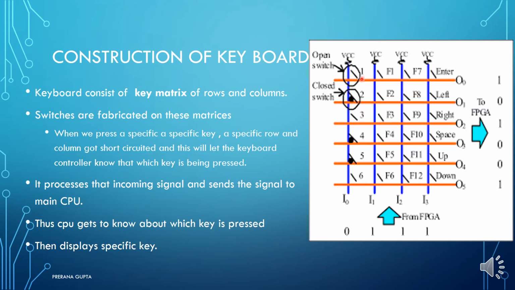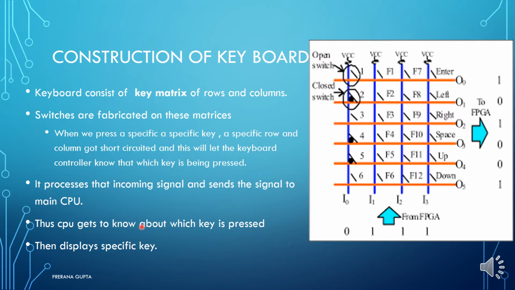Rows and columns together make keys, and when the switch is touching the vertical and horizontal lines, it will make a short circuit. It will create a closed circuit, and finally a signal is reached about which key is pressed. Switches are fabricated on these matrices only. So when we press a specific key, a specific row and column get short circuited. When this touches the two lines, it makes a short circuit and creates a closed circuit, and then the keyboard controller knows which key is pressed.